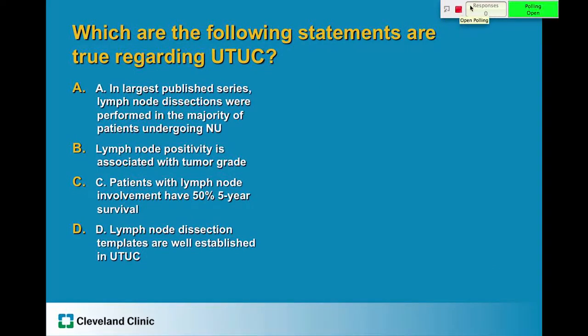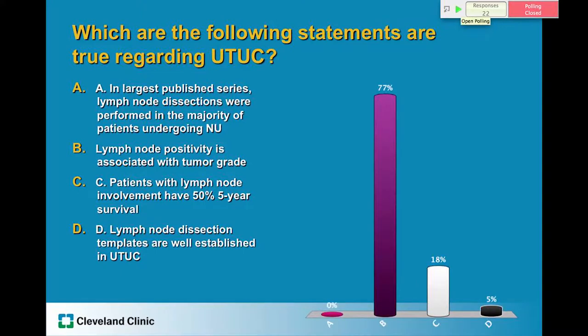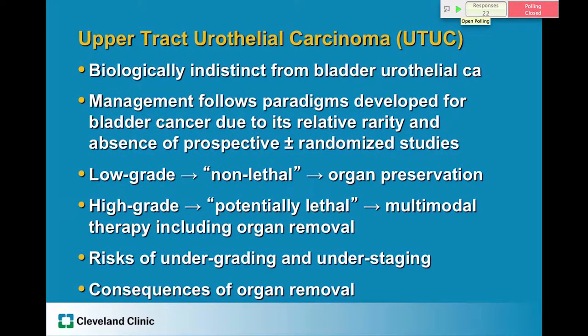Which of the following statements are true regarding upper tract urothelial carcinoma? In the largest published series, lymph node dissections were performed in the majority of patients undergoing nephroureterectomy. Lymph node positivity is associated with tumor grade. Patients with lymph node involvement have a 50% five-year survival. And lymph node dissection templates are well established in upper tract urothelial carcinoma. Okay, excellent. All right, so we'll get started.